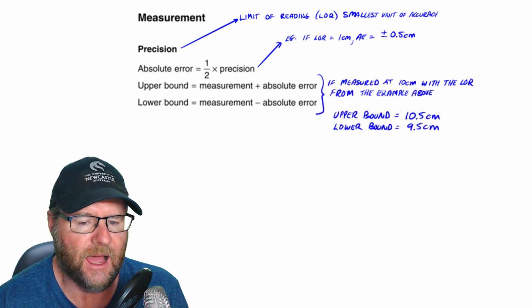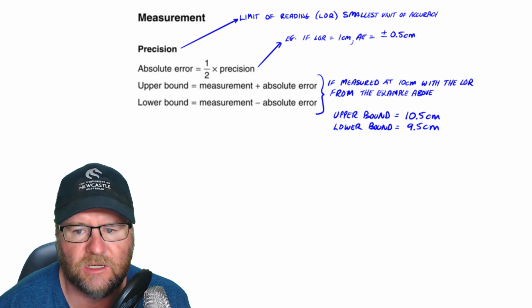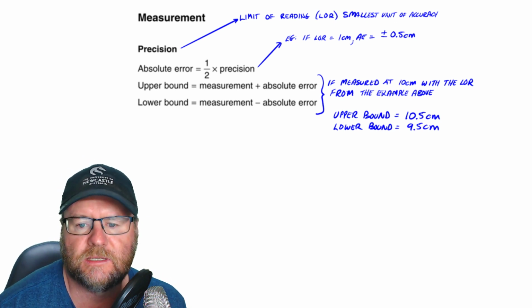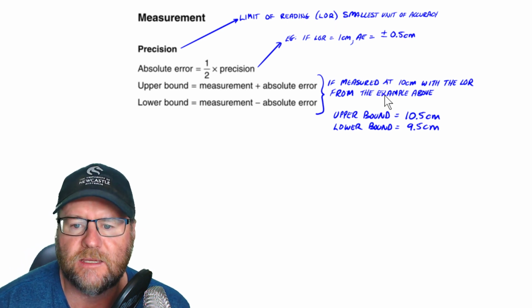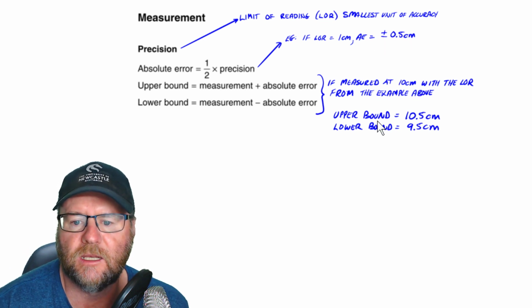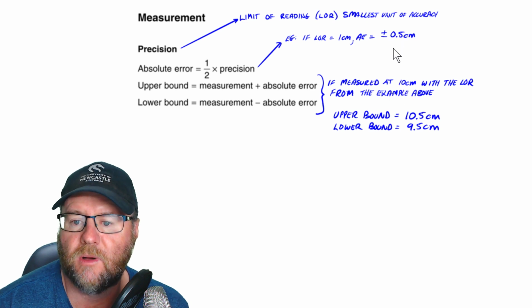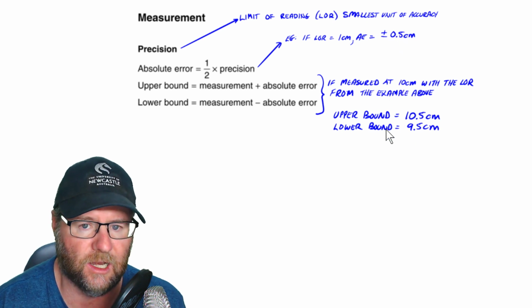The upper bound, using this same example: let's say I measured something at 10 centimeters using the same limit of reading, then I'd say the upper bound is the 10 centimeters plus the absolute error. The lower bound would be the 10 centimeters minus the absolute error. So I've got an upper bound and a lower bound. All right, that's measurement. What else have we got?